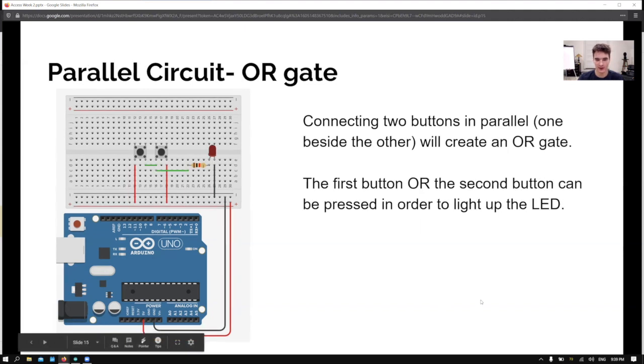And then we have an OR gate. So this is still using a parallel circuit. We connect the two buttons in parallel, again, one beside each other, and that will create an OR gate. The first button or the second button can be pressed in order to light up the LED. And that compares to the last slide where they had to both be pressed to light up the LED.